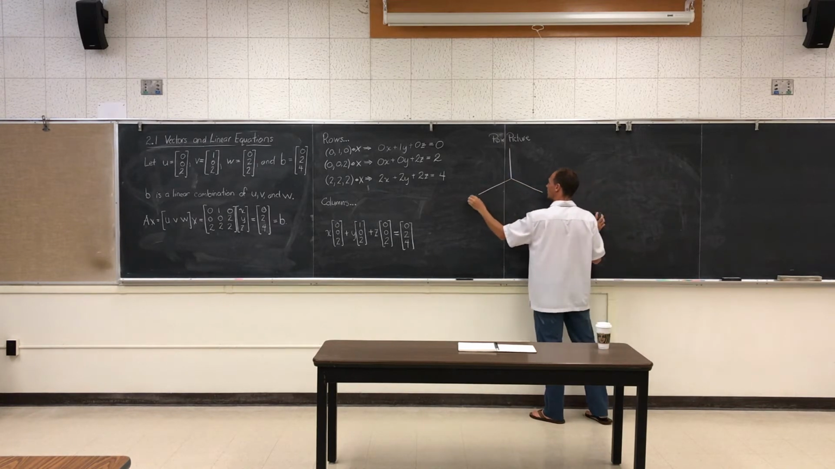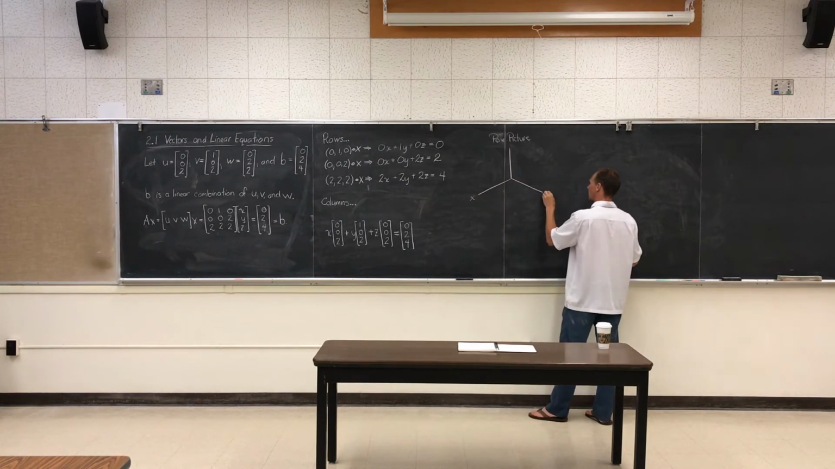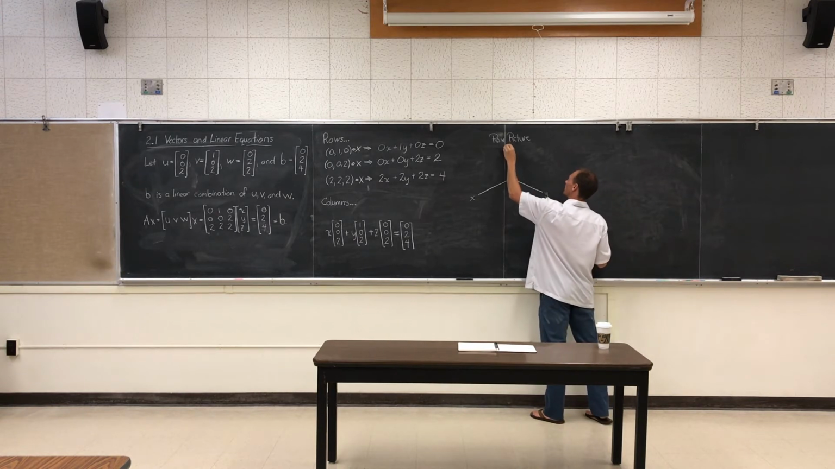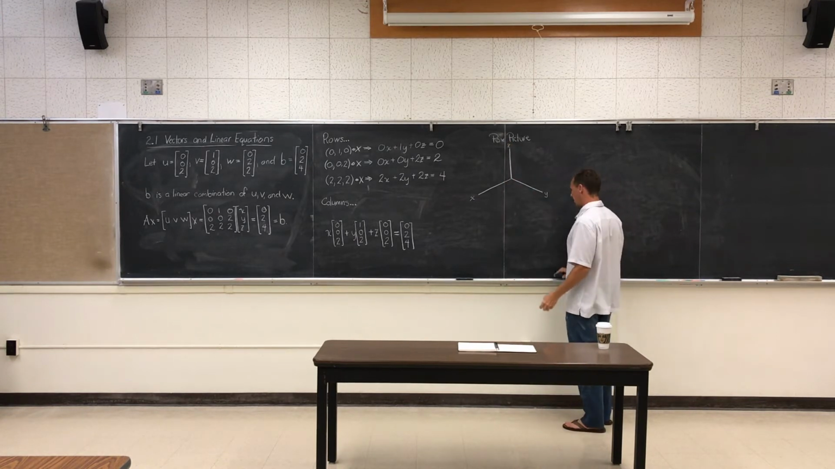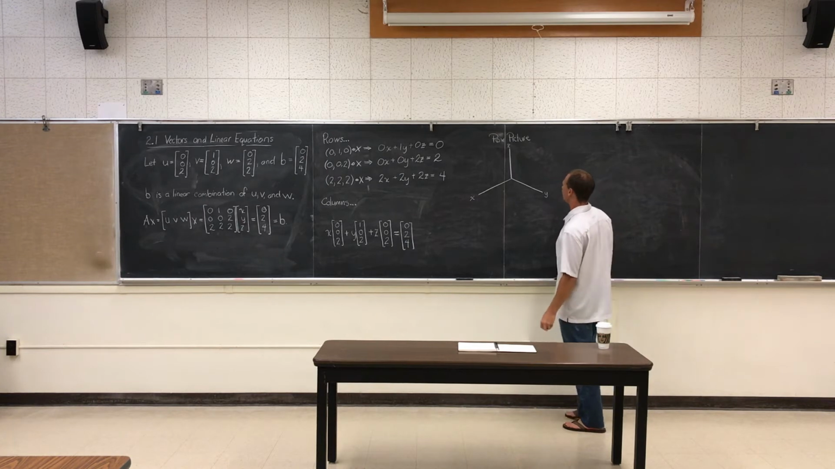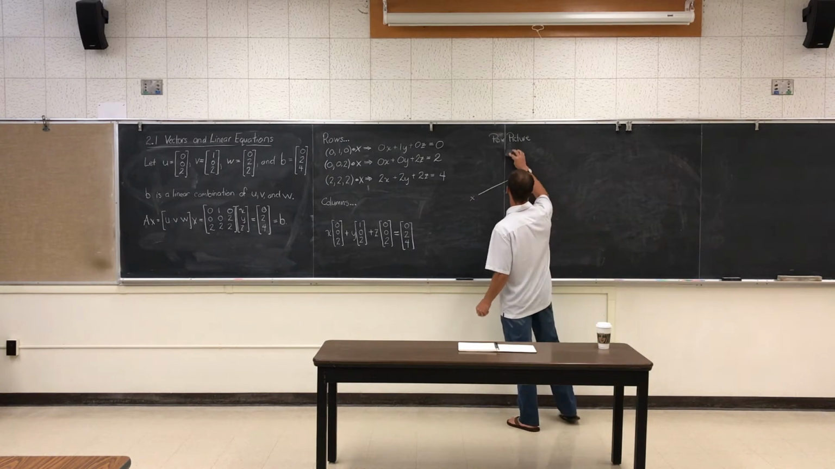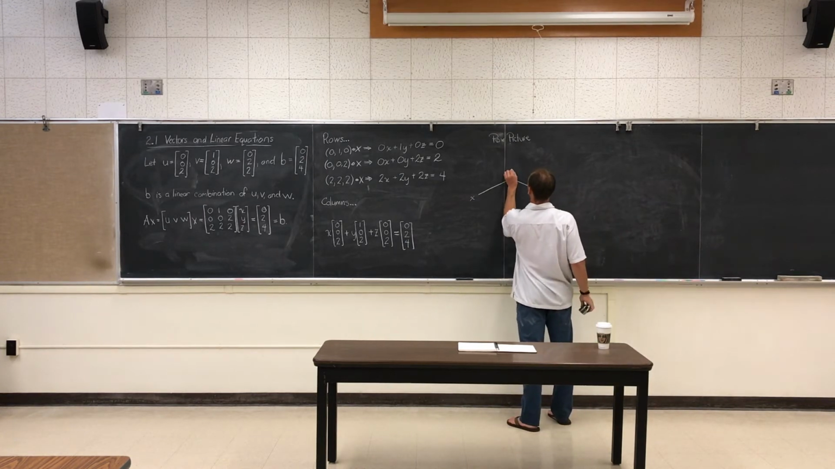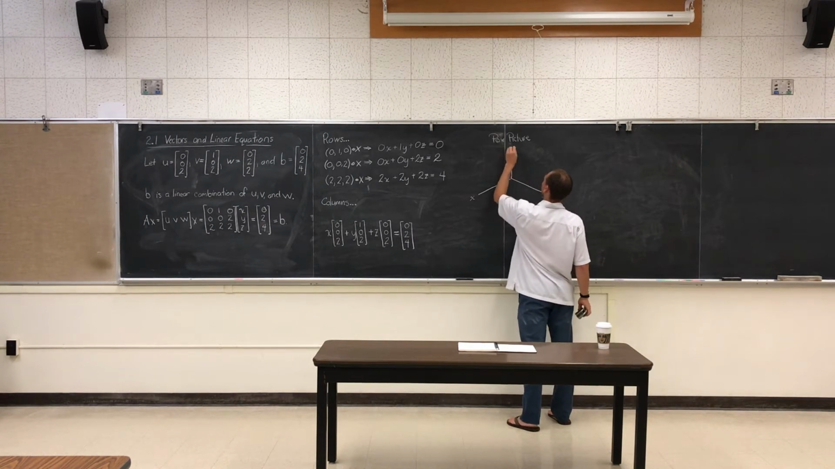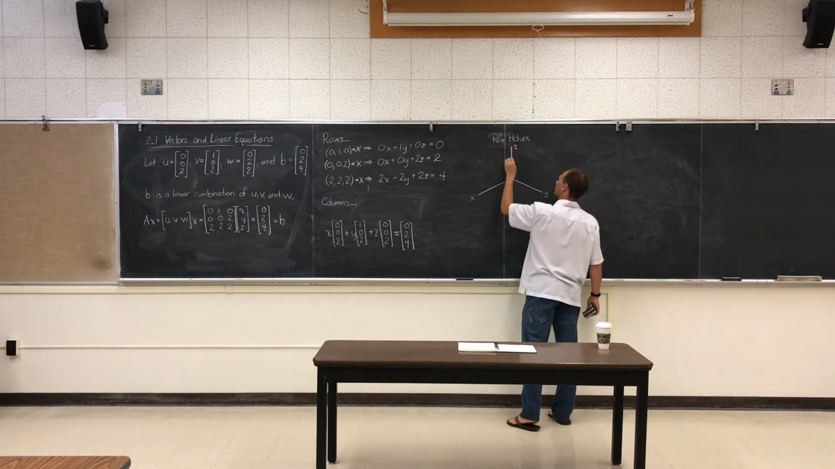Okay, so this is my x-axis, y, z, and we need to scale this. Oh, z is really crooked. Let's fix z so that it's straight. There, that looks better. There's z.